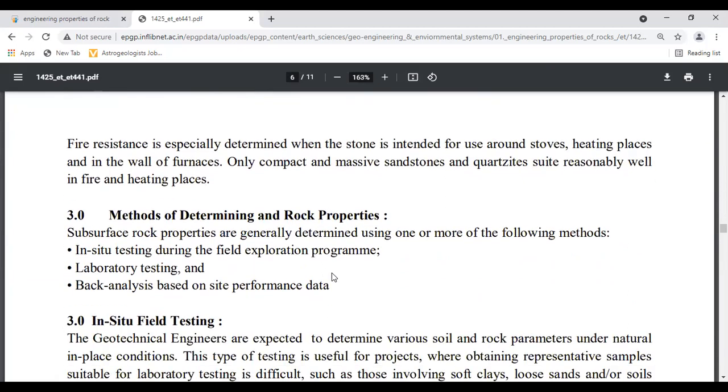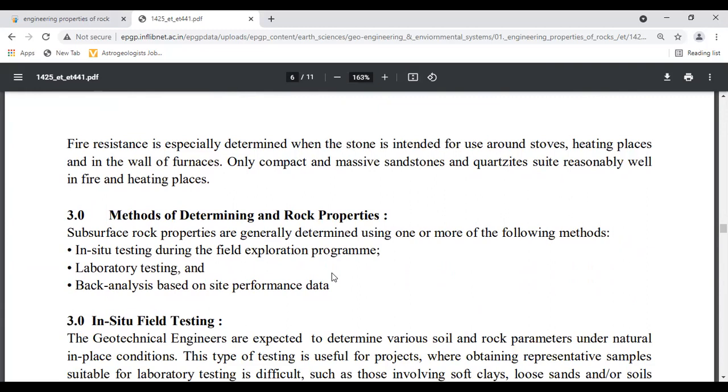Fire resistance is especially determined when the stone is intended for use around stoves, heating places, and in the walls of furnaces. Only compact and massive sandstones and quartzite perform reasonably well in fire and heating places.